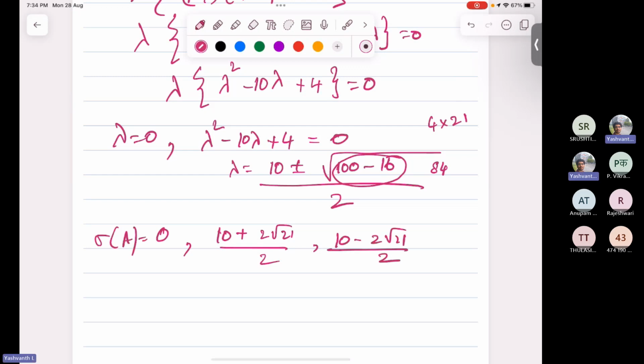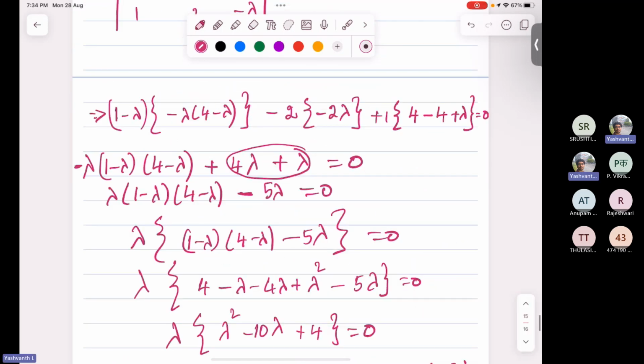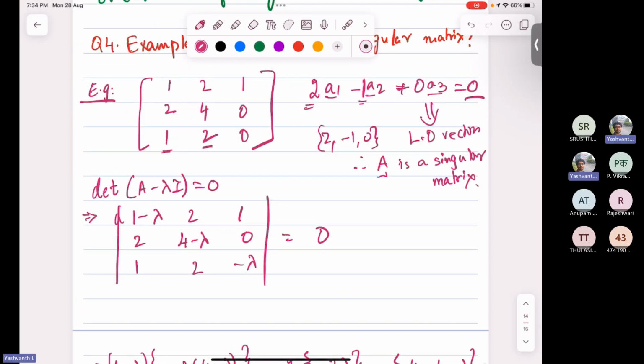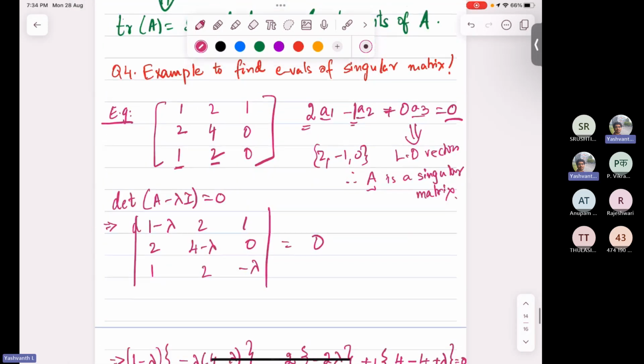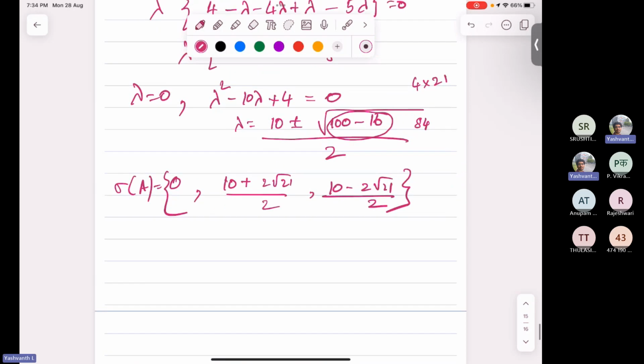Sigma of A. So you see, did you understand the procedure? The procedure is same. There's nothing different. But all I'm trying to say is, since the matrix was singular, one of the eigenvalues is 0. Is it understood?